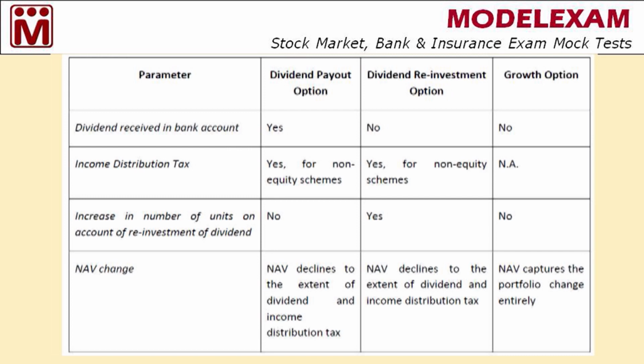NAV is 12 after dividend in case of dividend payout and dividend reinvestment. The difference is that in dividend payout we will receive 3 in the bank account, while in dividend reinvestment we will convert the rupees 3 into units. But what happens to growth plan? The NAV remains intact at 15 because there is no dividend at all in growth scheme. The growth scheme captures the growth completely. So this is the difference between the different schemes.